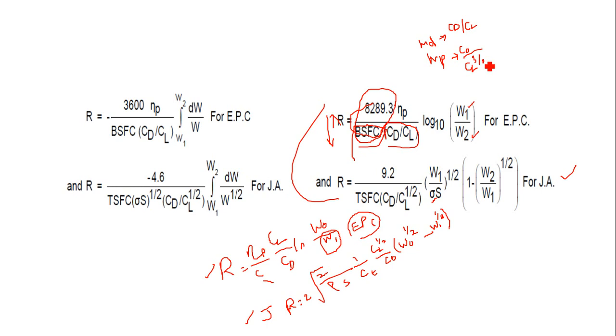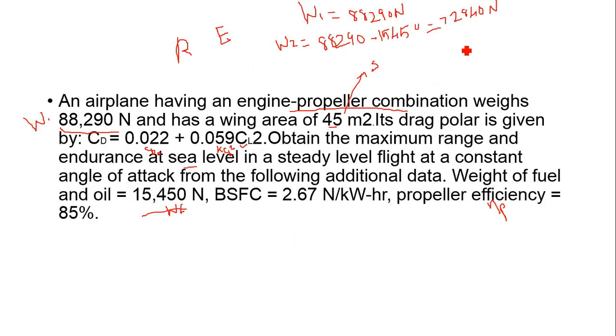So first we need to find the value of CL. So first we can find CD by CL minimum. For getting maximum range, CD by CL should be minimum, or CL by CD should be maximum. Only for this condition can we get the maximum range.